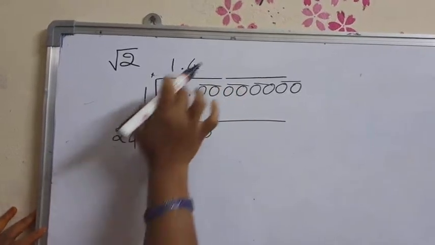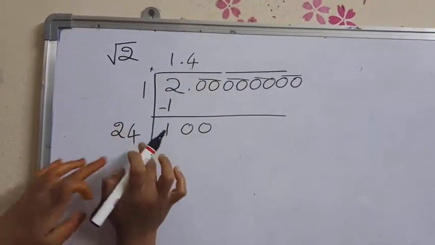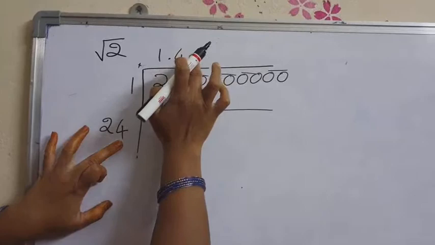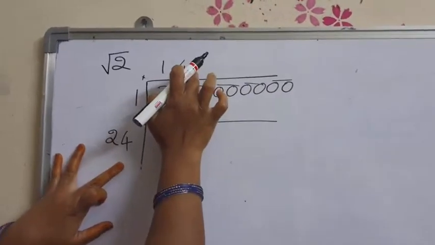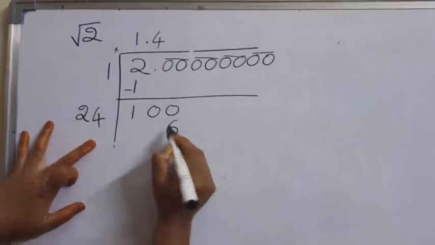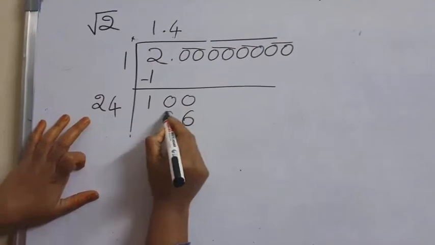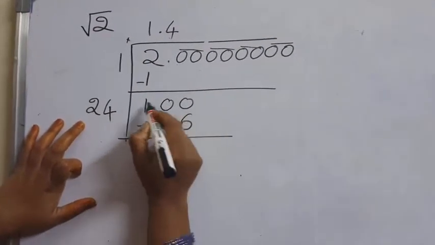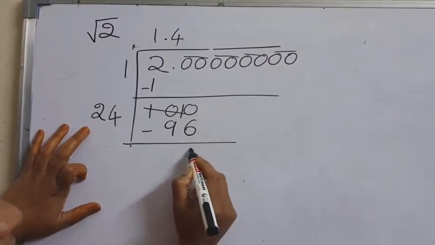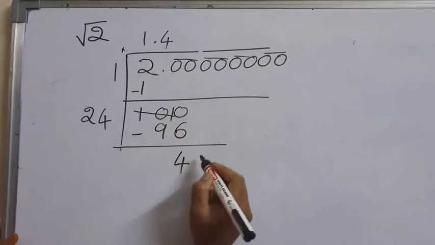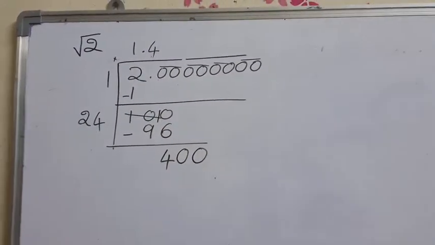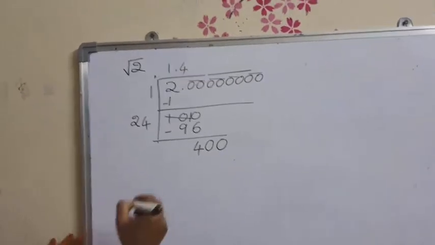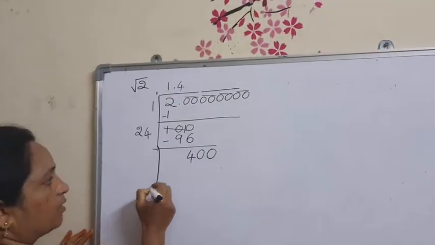Now you have to write the same number here and here. Now multiply this complete number by this number. 4 4s are 16, and 4 2s are 8 plus 1, 9. Again do subtraction. You will get 4. Now again bring 2 zeros down. Each time you have to bring 2 digits, whether it is 2 zeros or whatever other number it may be.